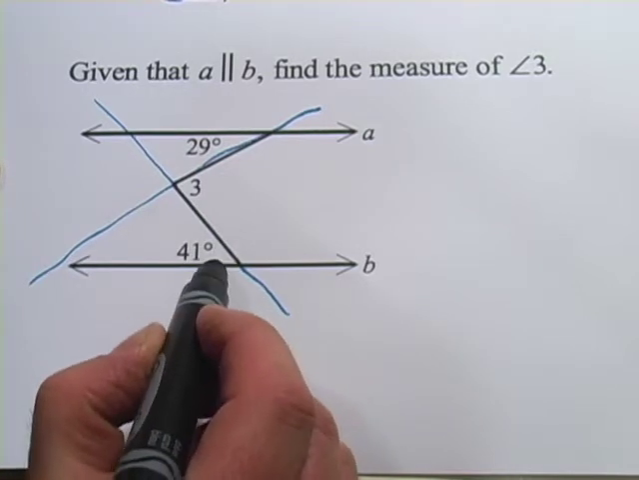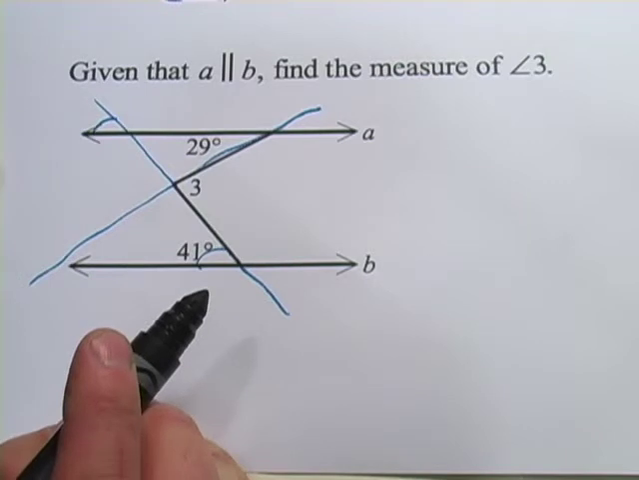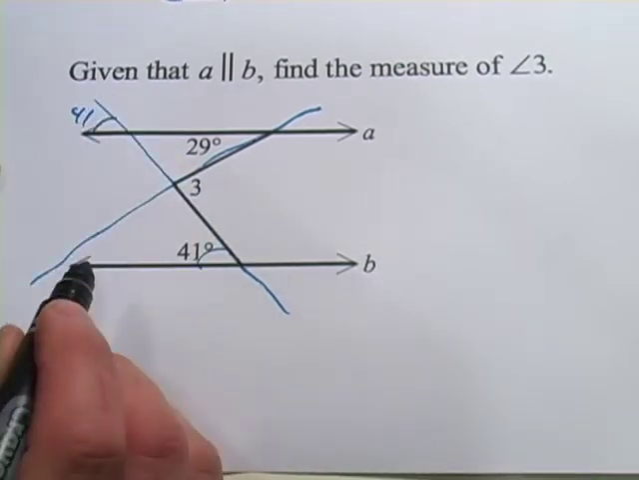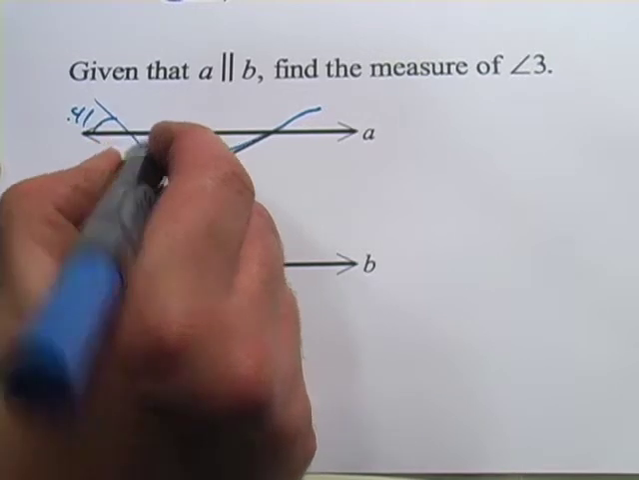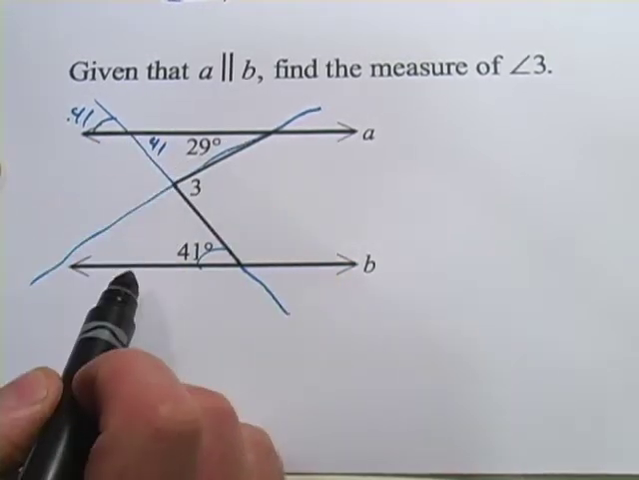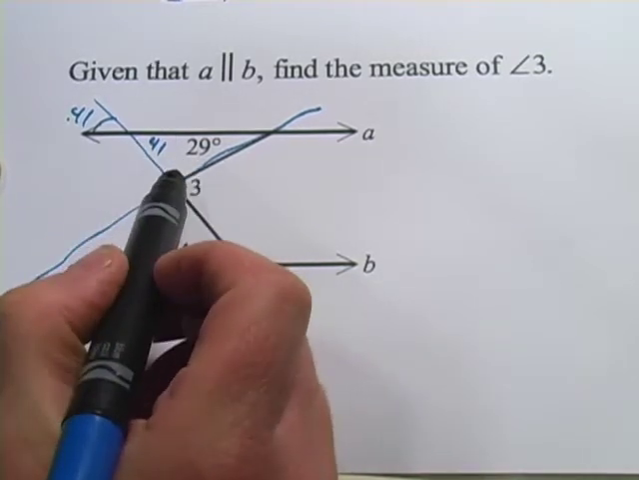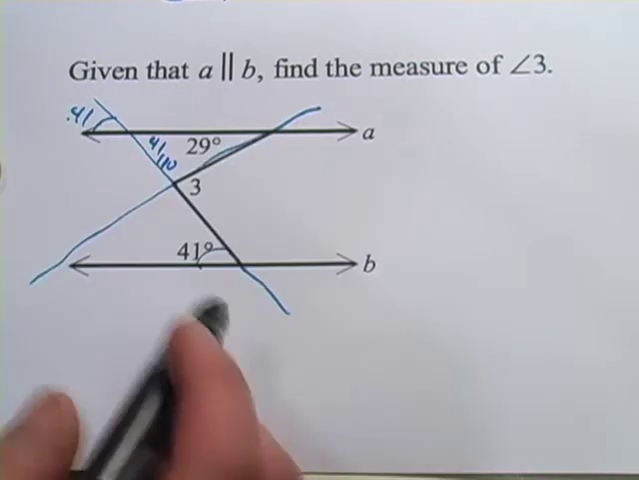We have 41 degrees down here. This angle right here is a corresponding angle to that one right there. So this is 41, and this is a vertical angle, so this is 41. Now look at this. We've got two angles in a triangle up top here. 41 plus 29 would be 70, so this is 110 right here.